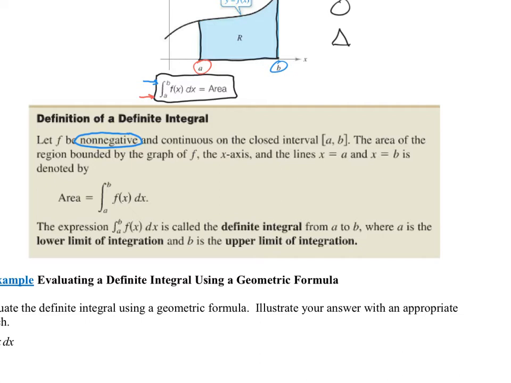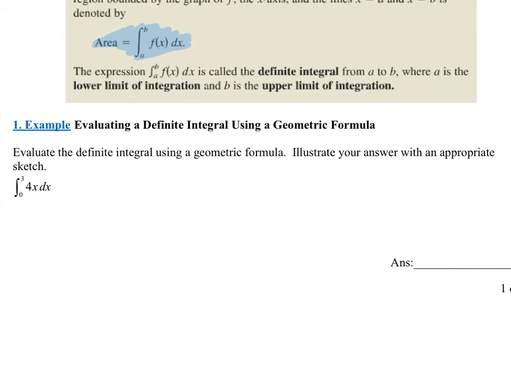So it says and continuous on the closed interval a to b. The area of the region bounded by the graph of f, the x-axis, and the lines x equals a and x equals b is denoted by, and it says the area equals, and again, here's the important part, the integral from a to b of f of x dx. So again, that's just saying find the area beneath the curve of f of x on the interval from a to b. It says the expression, the integral from a to b of f of x dx, is called the definite integral from a to b, where a is the lower limit of integration and b is the upper limit of integration.